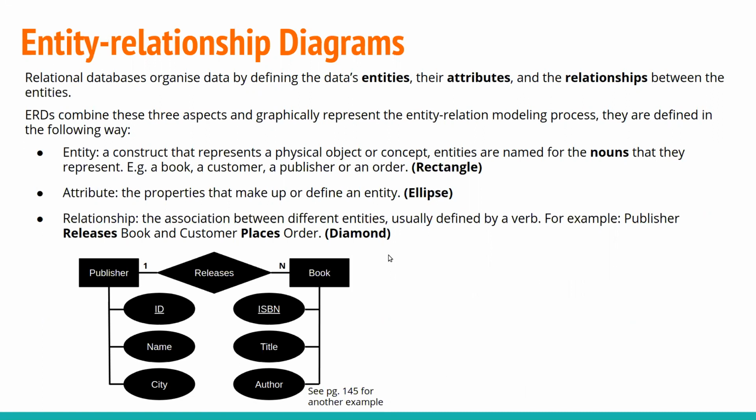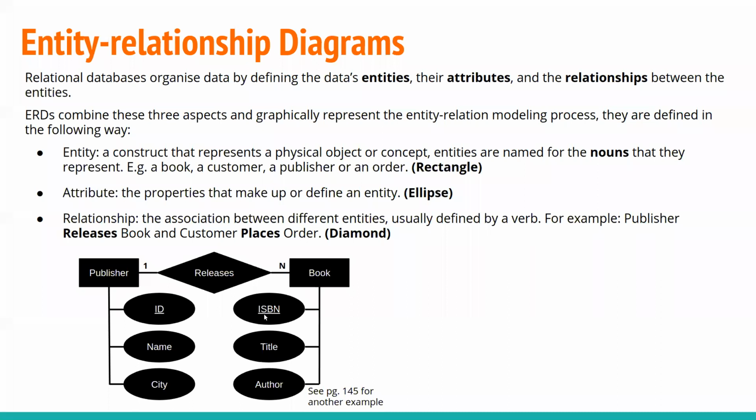So cool, fairly straightforward. Now, what does this little 1 and n mean? There's lots of different ways of representing this in different ERDs. This is the one that they use inside your textbook and inside this course. So the 1 on the one side is saying that there is one publisher. The n on the other side, don't ask me why they use the letter n, represents many books. So when we say 1 to n, what we mean is 1 to many. So one publisher publishes or releases many books.